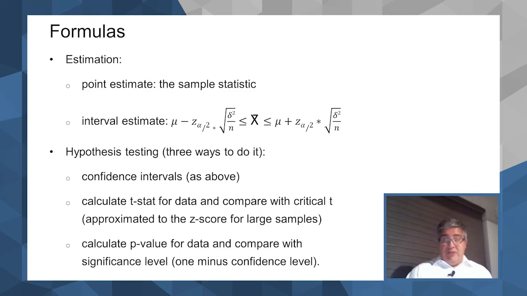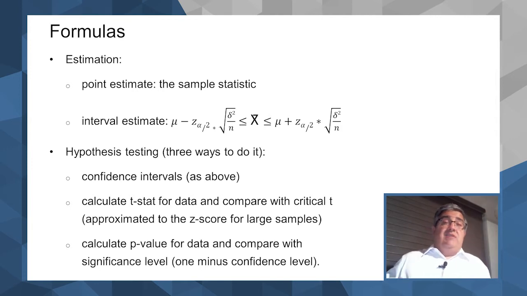Now, here are the formulas, and the formulas are the same. That formula you see in there works for estimation and works for hypothesis testing. Now, estimation, there are two types of estimates that we can make. We can make a point estimate where, for example, we take a sample. The sample mean is 25. So our estimate of the population mean is 25. That's a point estimate, just a value.